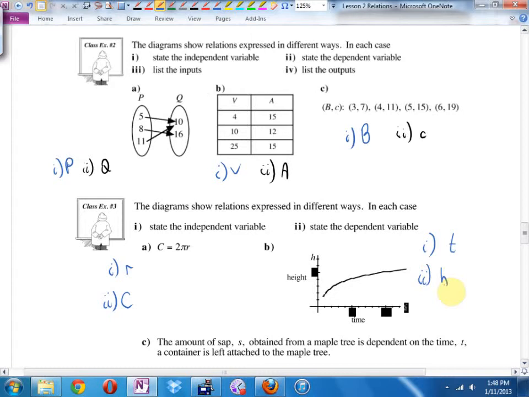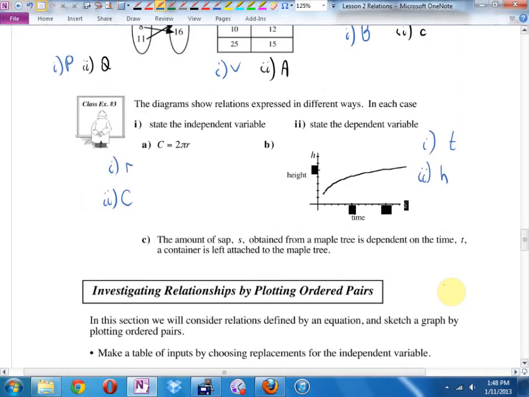Oh yeah, that makes sense. How tall you are depends on how old you are. How old you are does not depend on how tall you are. C. The amount of sap, S, obtained from a tree is dependent on the time T a container is left attached. So which of these do you think is the independent? Well, which is the dependent one? S. So which is the independent one?